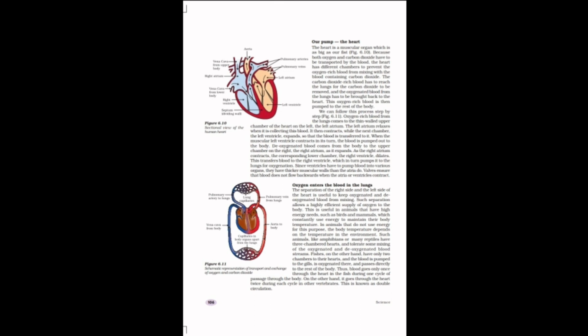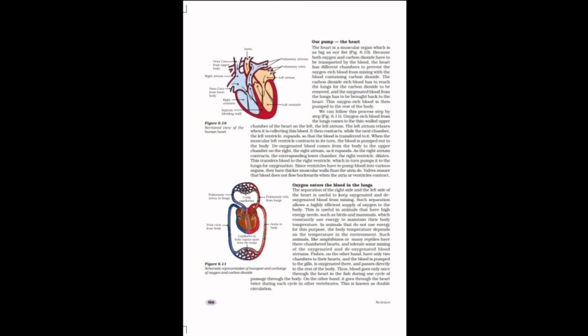Figure 6.10, sectional view of human heart. Oxygen enters the blood in the lungs. The separation of the right side and the left side of the heart is useful to keep oxygenated and deoxygenated blood from mixing. Such separation allows a highly efficient supply of oxygen to the body.